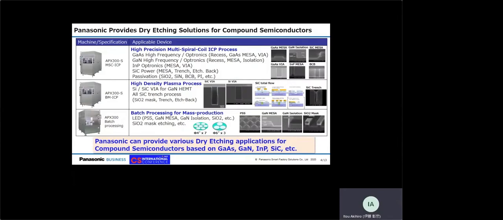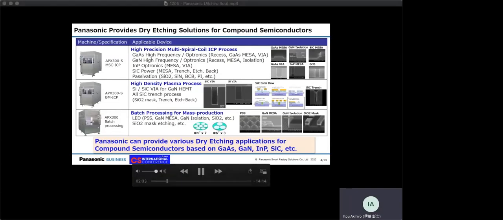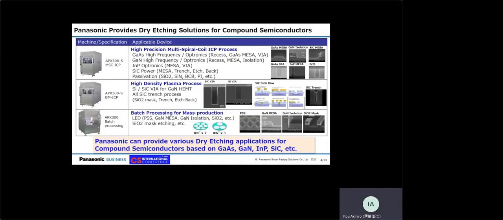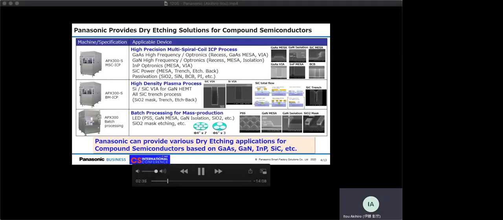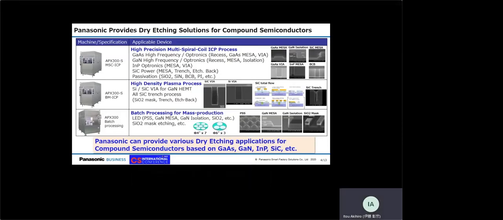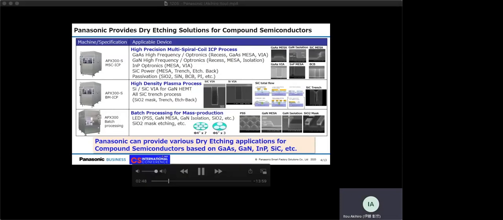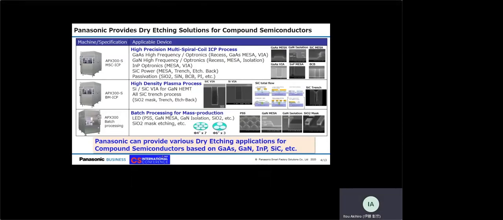The APX300S for high density ICP process is applied to silicon carbide vias for gallium nitride HEMT and silicon carbide trench processes, and the APX300, which features batch processing, is for mass production. It is batch type for up to 7 wafers per batch in the case of 4 inch, 3 wafers per batch in the case of 6 inch, and is applied to LED processes. Thus, Panasonic can provide various dry etching applications for compound semiconductors based on gallium arsenide, gallium nitride, indium phosphide, silicon carbide, etc.